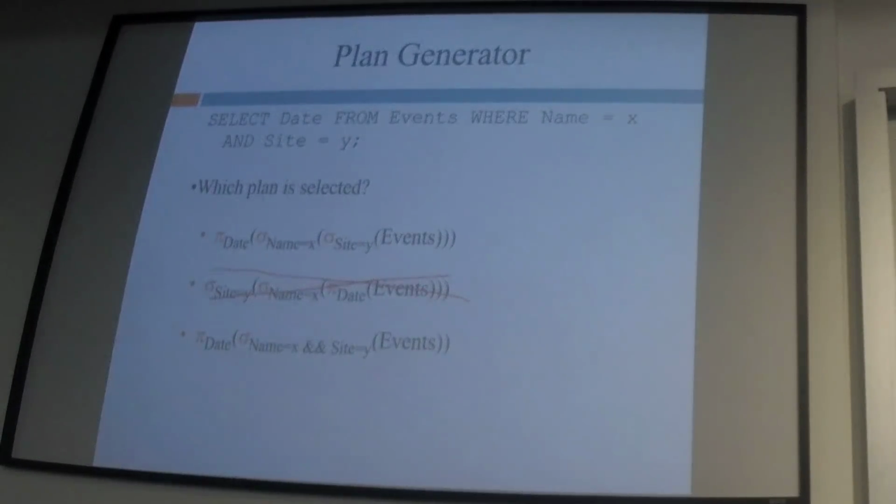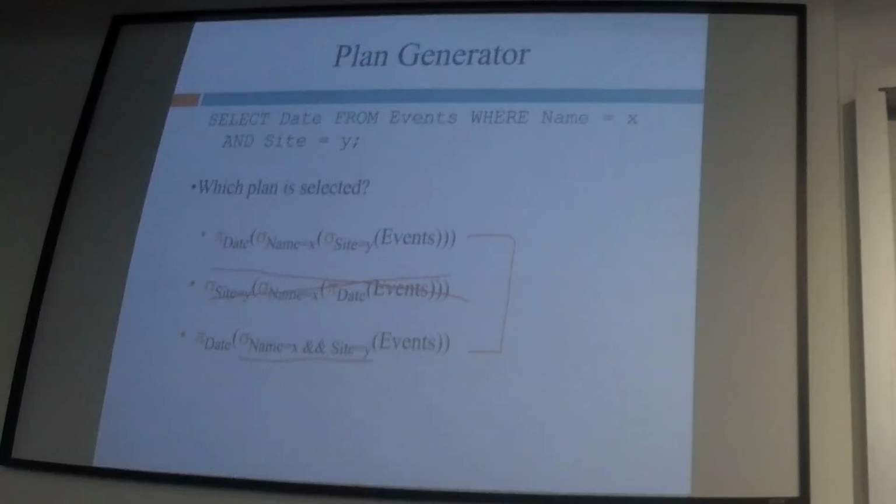Okay, so let's look at this third one. Go through all events and filter down by where name equals X and site equals Y, and then project out the date from those. Valid? Yeah. So these two, the first one and the third one, are both valid, but which one is better? Which one is going to require less work?